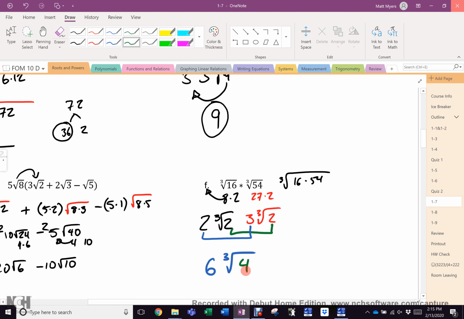Which would you rather have done? Simplified 16 and 54 or simplified 864? Does everybody see what I'm saying? Why simplify something that's bigger when it's already broken down for us at our very first step?